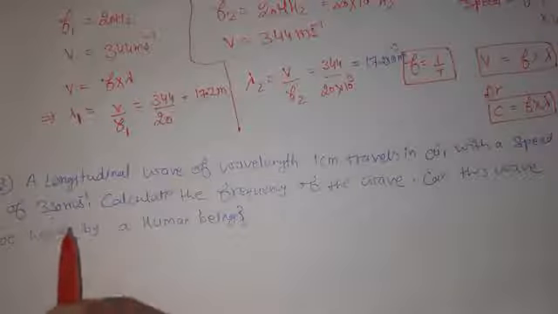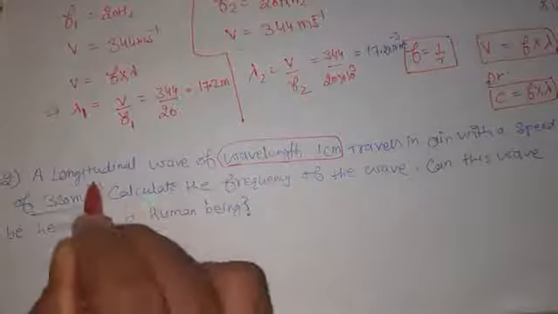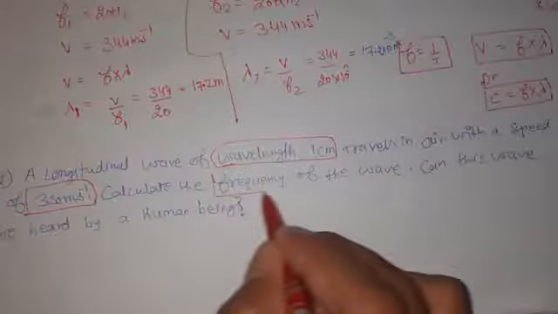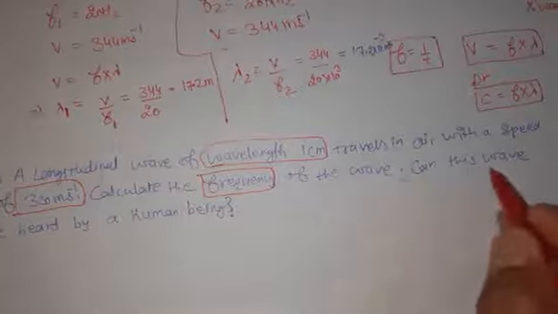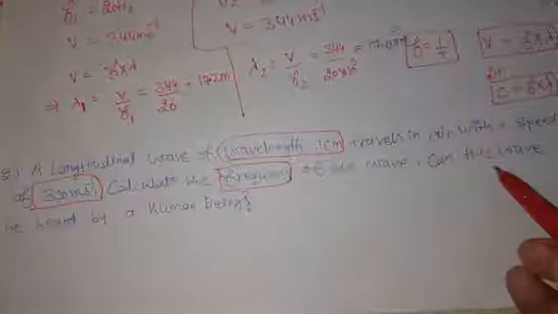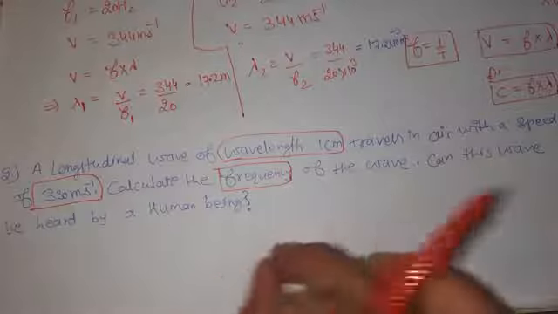Now look at question number 2. A longitudinal wave of wavelength 1 centimeter travels in air with a speed of 330 meters per second. Calculate the frequency of the wave. Can this wave be heard by a human being? Here they ask whether a human being can hear this sound or not.